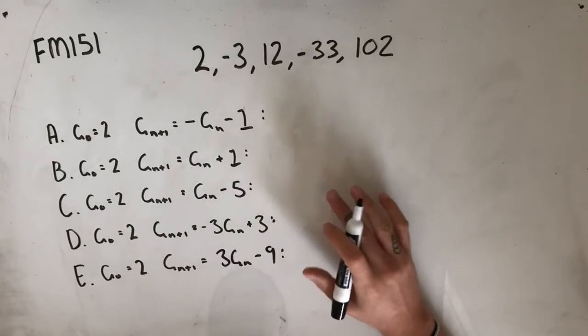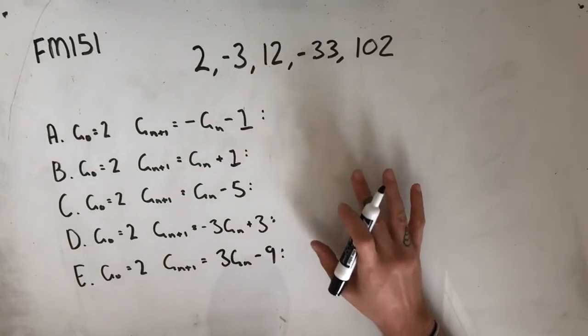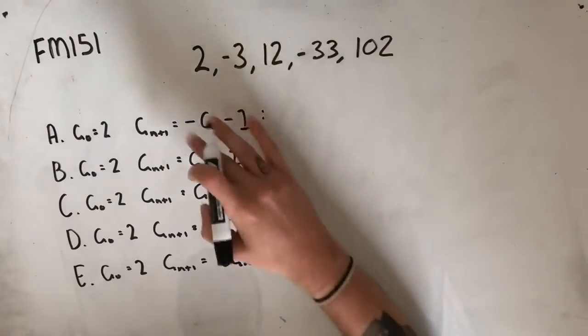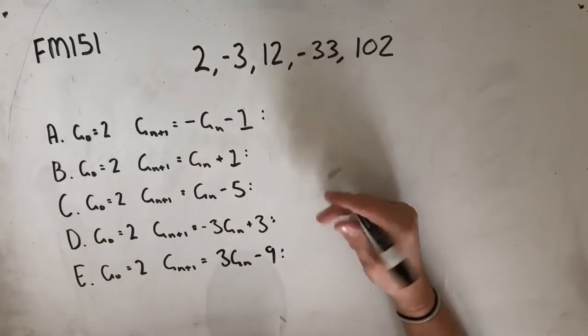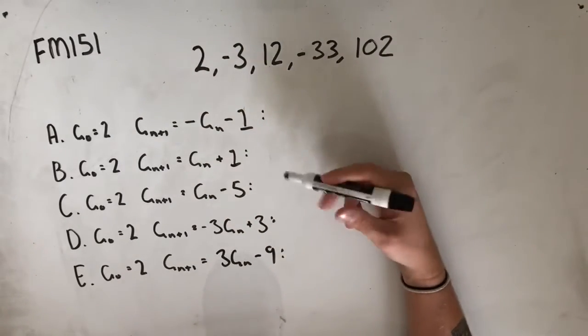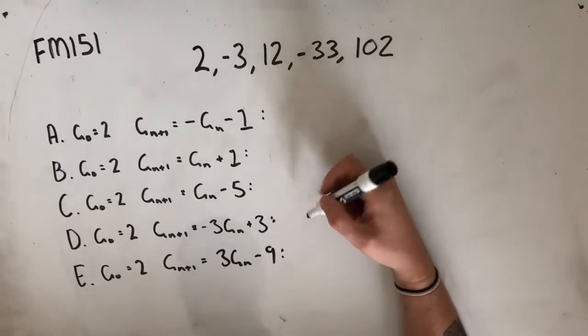You could probably do this with a calculator, and use them to go through each of these recurrence relations, figure out which one generates this sequence, and then select that question. So we're going to go through that process now.